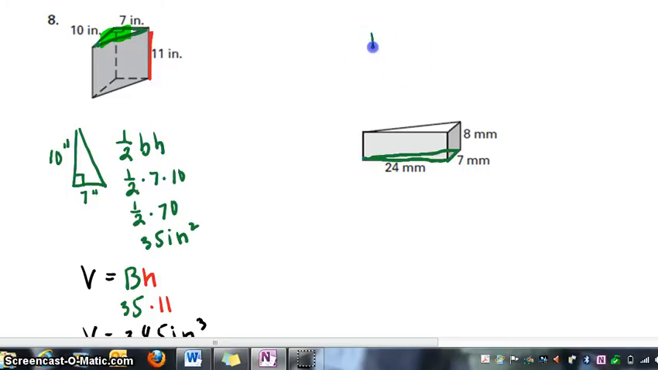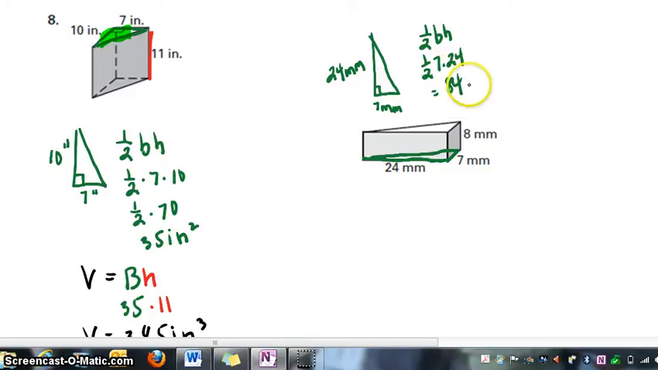So I'm going to draw it up here. And we have 24 millimeters, 7 millimeters. So we find our base, 1/2 BH, 1/2 7 times 24, or let's see, 1/2 of 24 is 12, and 7 times 12 is 84. So we get 84 millimeters squared, and that's the area of our base.